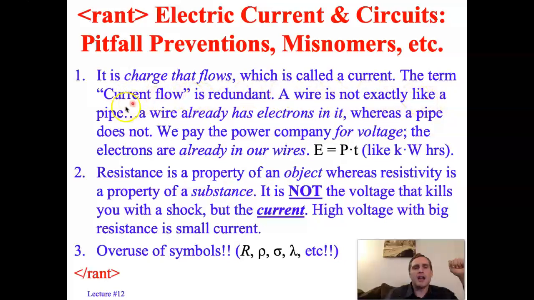A wire is not exactly like a pipe. A wire already has electrons in it, whereas a pipe that you would buy from a hardware store does not. We pay the power company for voltage, in other words, for the potential difference. The electrons are already in our wires. And remember, energy is power times time, like kilowatt hours. So it'd be power times time. Resistance is a property of an object, whereas resistivity is a property of a substance. Okay, so keep in mind, make sure that distinction is clear.